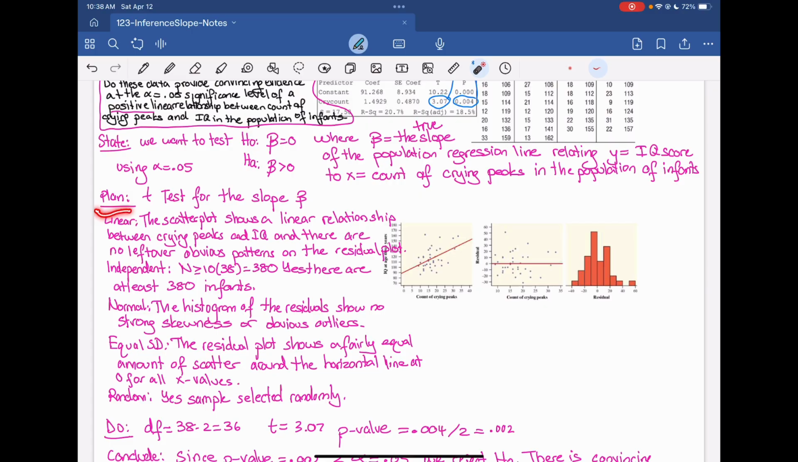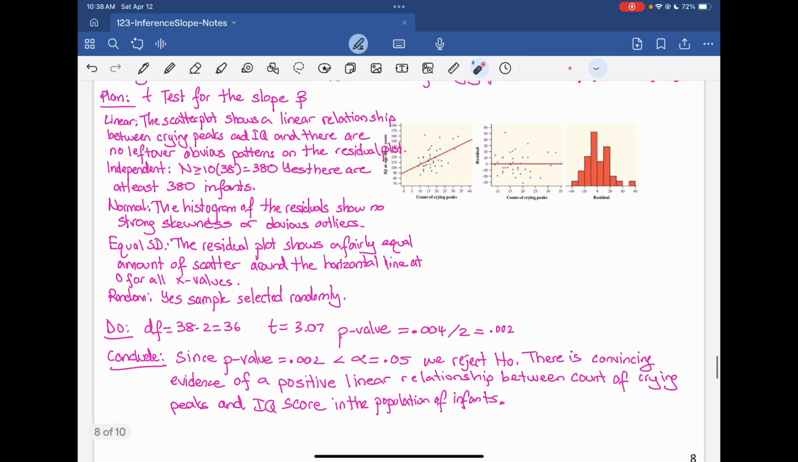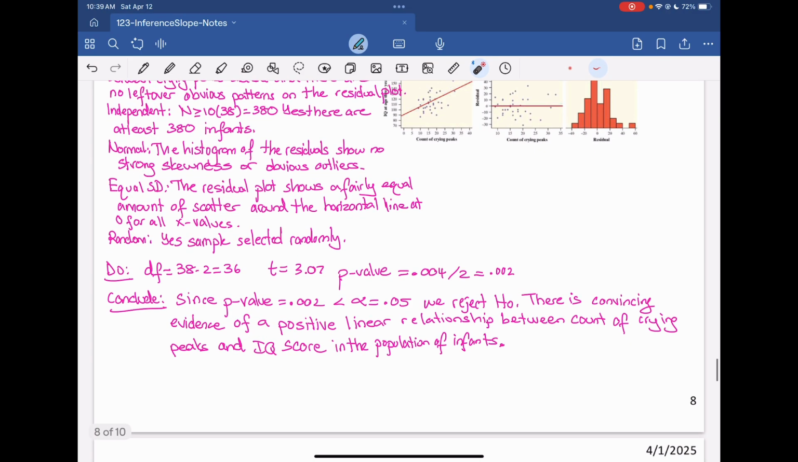When we plan this out, this is a t-test for the slope, not a t-interval, because it's a hypothesis test. The conditions are the same. Linear: yes, the scatter plot shows a linear pattern relationship between crying peaks and IQ, and there are no obvious patterns left over on the residual plot. Independent: n is greater than or equal to 10 times 38, which is 380. Yes, there are at least 380 infants. I mean, is there ever?